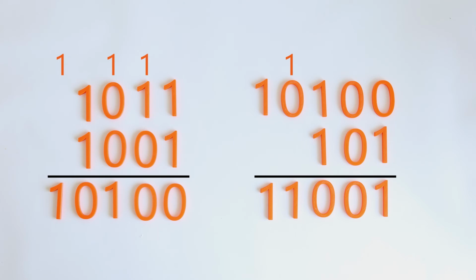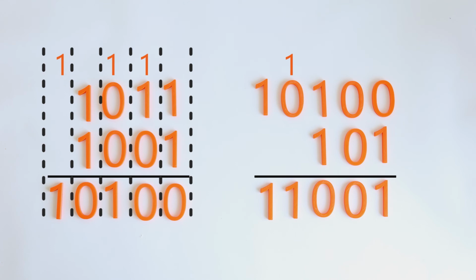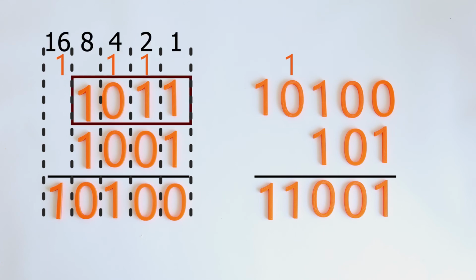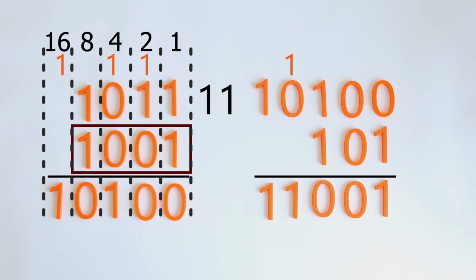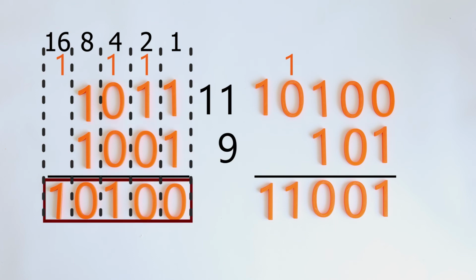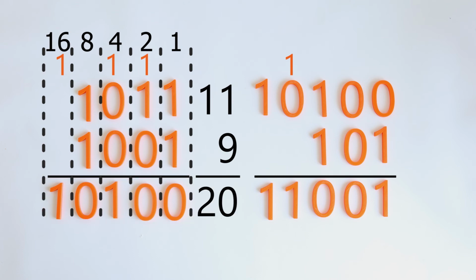Again, we'll convert to decimal to check the answer. So add in the columns to the first part, then the column values. We have 1, 2, 4, 8 and 16. Our top number has a 1 in the 8s, 2s and 1s columns, so 8 plus 2 plus 1 is 11. Our next number has a 1 in the 8s and the 1s column, and 8 plus 1 is 9. The answer has a 1 in the 16s and the 4s, and 16 plus 4 is 20. 11 plus 9 is 20, so that part's right.